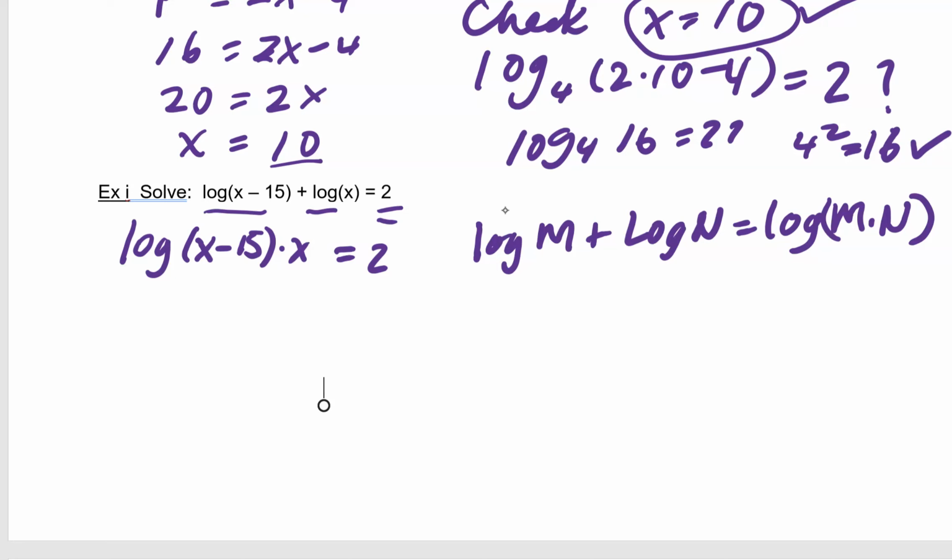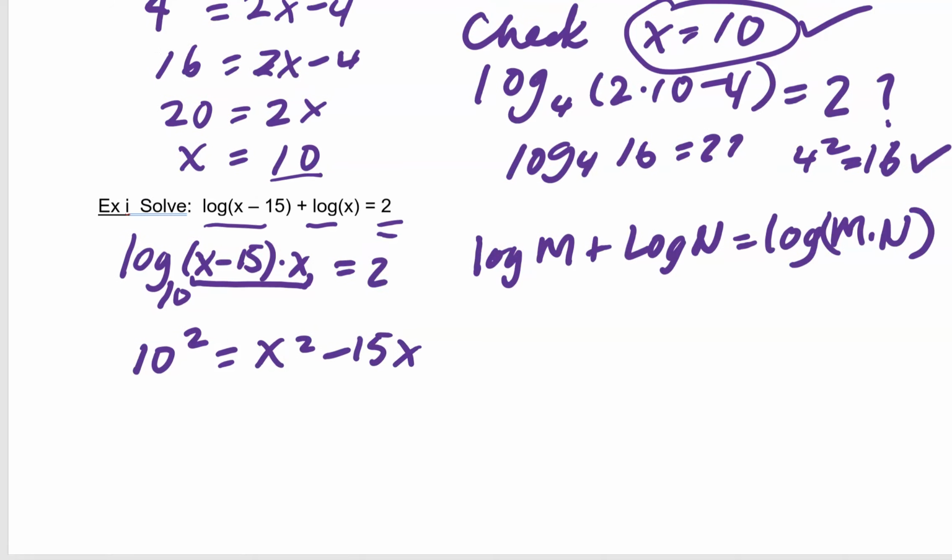This time it's not intuitively obvious what the base is, but we understand that whenever we have log without a base written, 10 is the implied base. So I'm actually going to explicitly write that. And now we can do our conversion where we set the base, which is 10, raised to the power, which is 2, is equal to the interior of that log, which is, I'm going to distribute, x squared minus 15x. Now simplifying, on the left I get 100 is equal to x squared minus 15x. Subtract 100 from both sides.